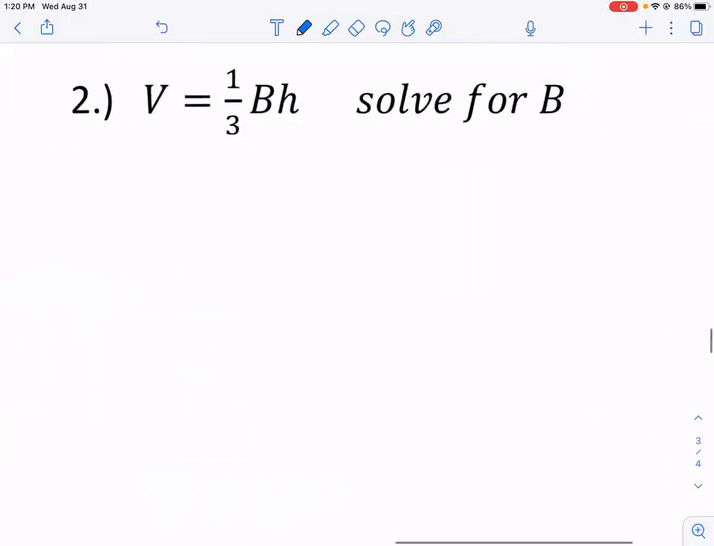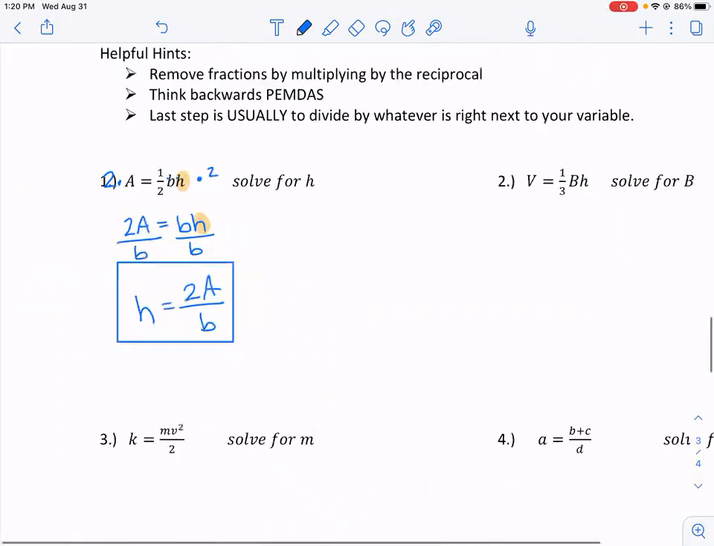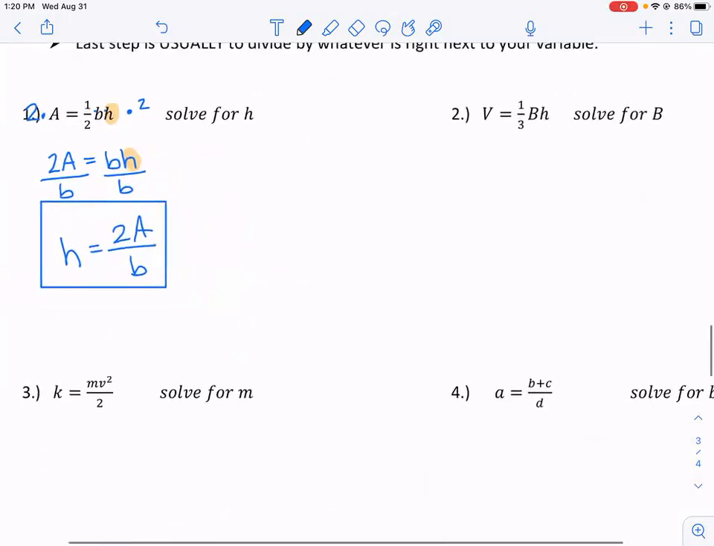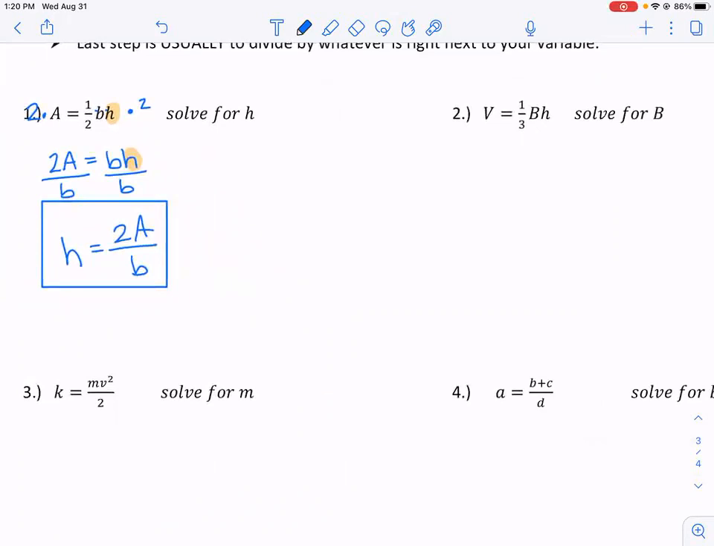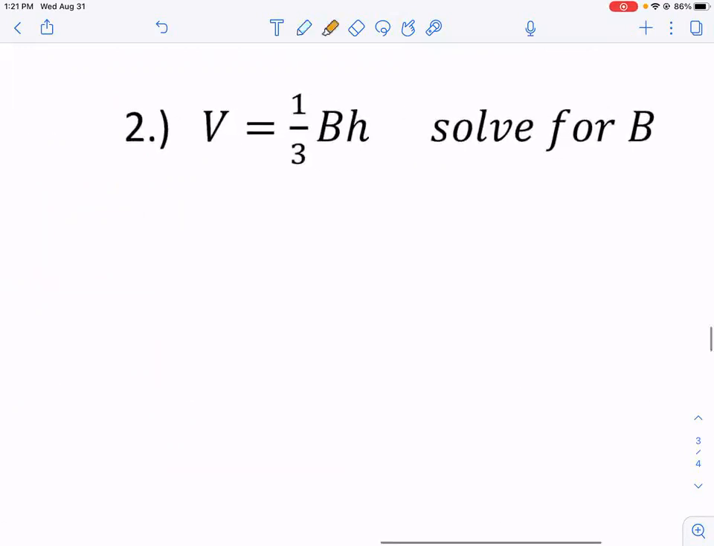Okay. Go back. Do you see some similarities between number 1 and number 2? Okay, there's a V instead of an A, but they look pretty similar, don't they? Okay, let's highlight B. That's what we're going to solve for. Anna, what would you do first?